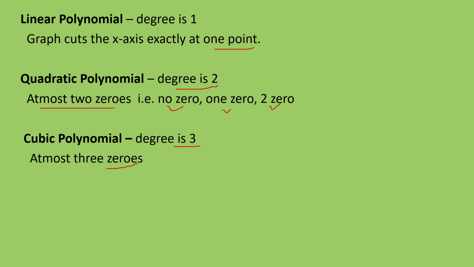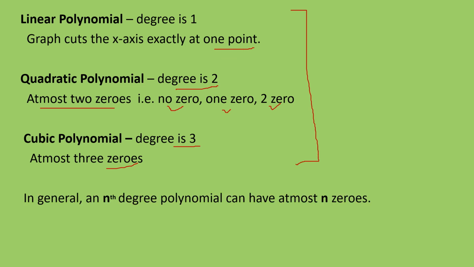So by observing these, we can generalize that an nth degree polynomial can have at most n zeros only, right? A quadratic polynomial has at most 2 zeros, a cubic polynomial at most 3 zeros, therefore an n degree polynomial can have at most n zeros. That means suppose we have a polynomial of degree 10. So it can have at most 10 zeros. It cannot be more than 10.